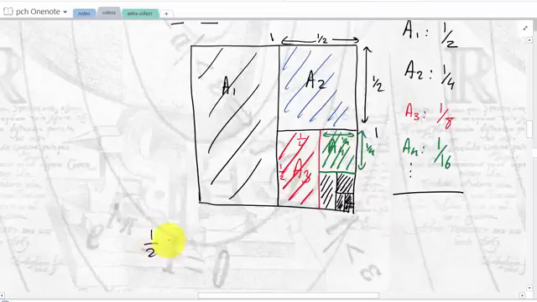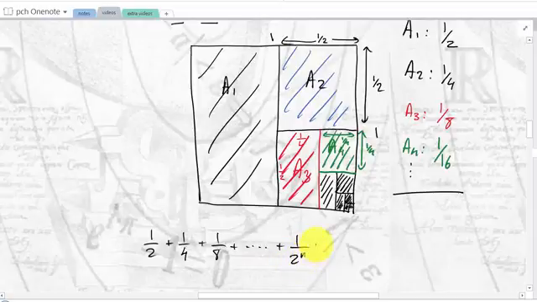So I have 1/2, that's A1, plus 1/4, that's A2, plus 1/8, that's A3, plus etc., etc. So basically I'm adding 1/2 to the nth, forever, and ever, and ever. What do you find when you add all of these areas?